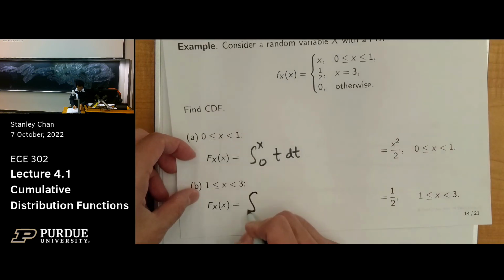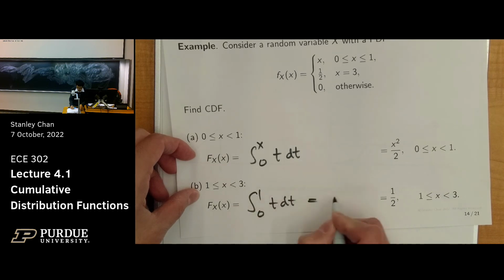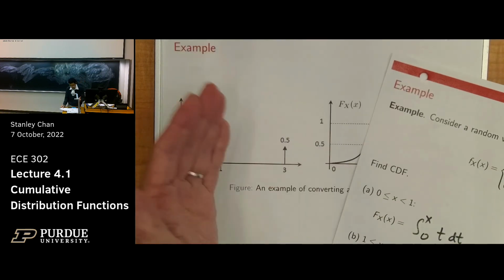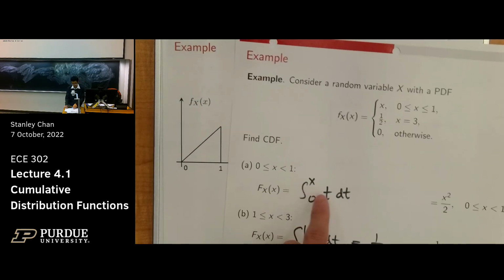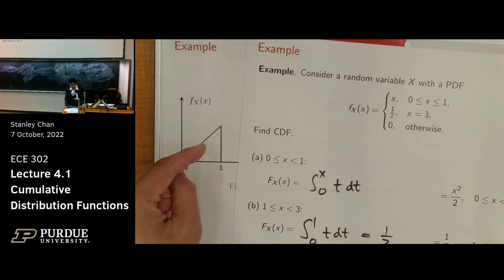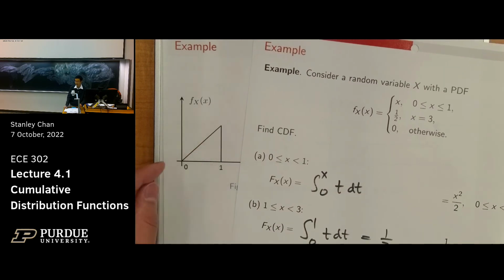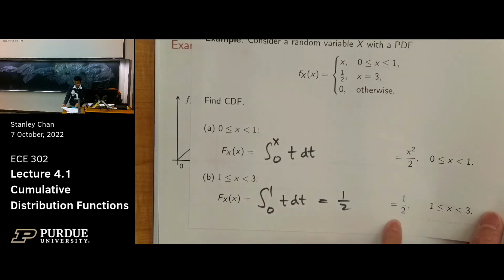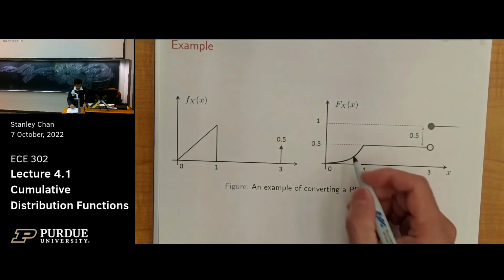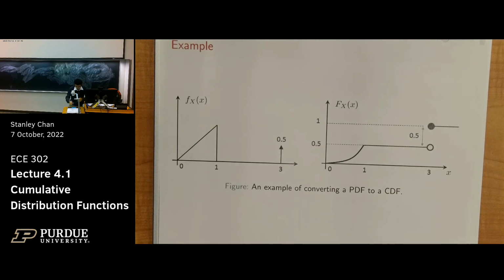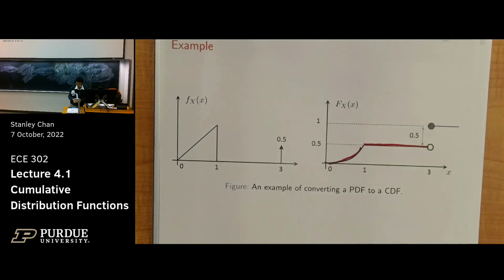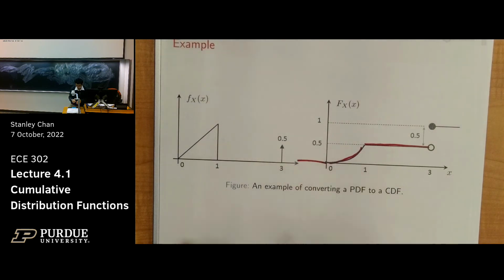This is just the integration from 0 to 1 of your t dt, so that is going to give you 1/2. You integrate this entire triangle. Here, you integrate this triangle up to a point x, where x is still inside the triangle. And here, you integrate the entire triangle. So that will give you 1/2. I have explained this segment, and I have explained that segment. And clearly, anything before 0 will be 0.